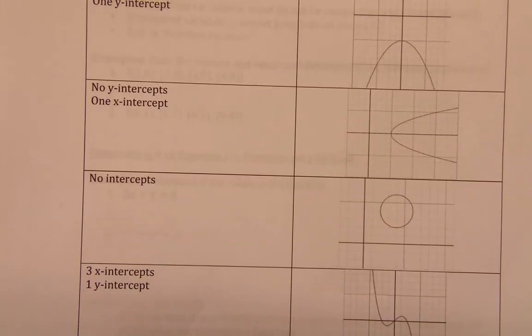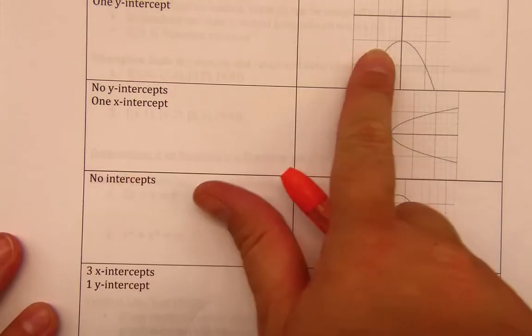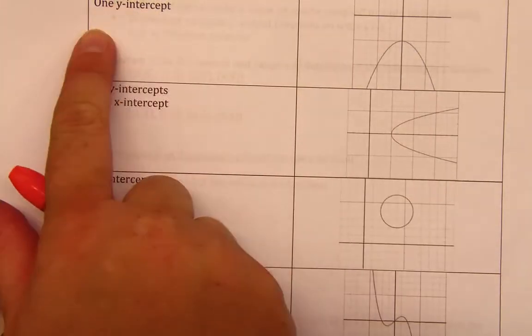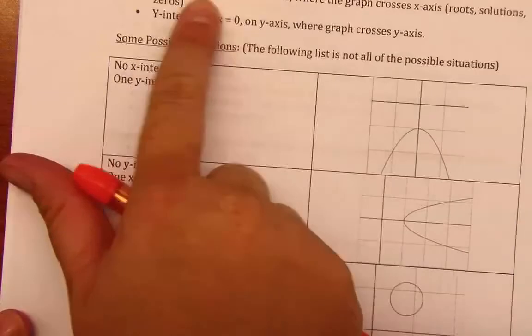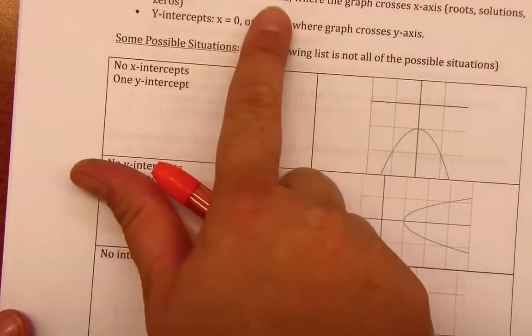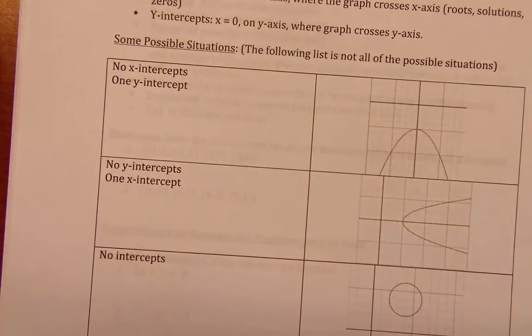And we can go ahead and flip the page. And you guys have a chart here. I'm going to let you guys read through this. And we're just looking at the different situations where we have no x-intercepts, y-intercepts, and we can look at these several different situations here. Remember, x-intercepts are on the x-axis, and y-intercepts are on the y-axis. And that's the end of section 1.